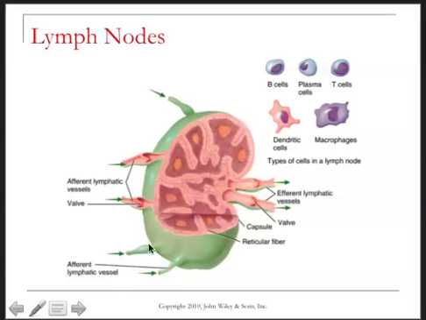Now notice that one of the other things that we feature in this diagram are the valves, and these valves also ensure that the lymph only flows in one direction, which is into the lymph node through the afferents and out through the lymph node through the efferents.